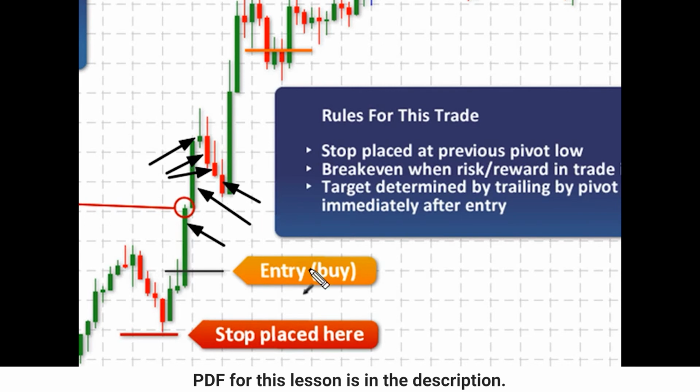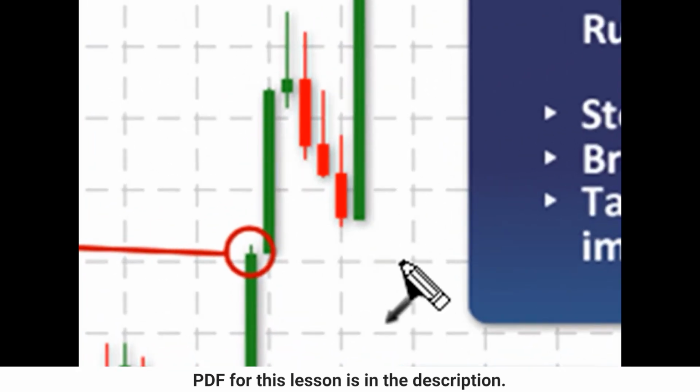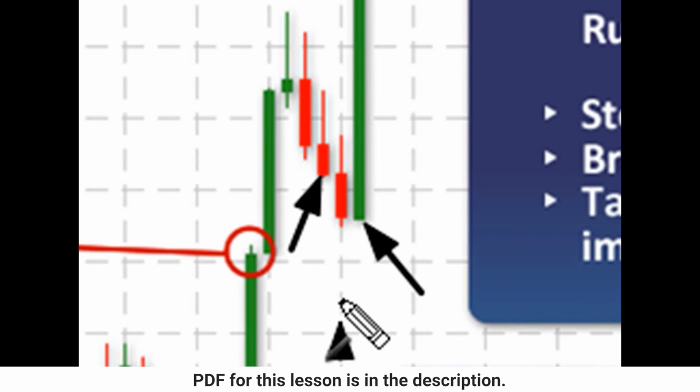What about the red bar I've just indicated? Is the low of that bar a pivot low? Let's take a closer look. On the right, I've got a higher low, and on the left, I've got a higher low. So yes, this is a pivot low, and that is where I will move my stop to.